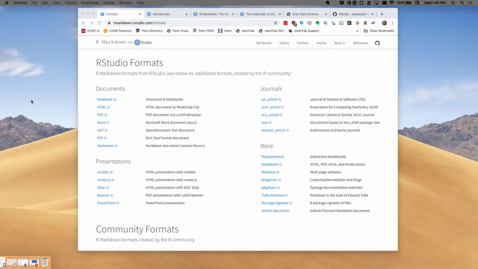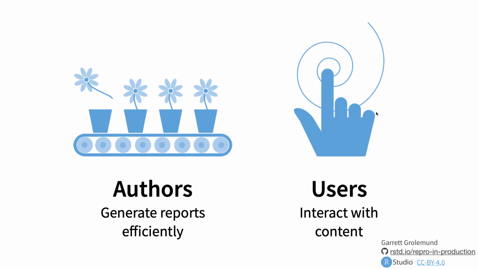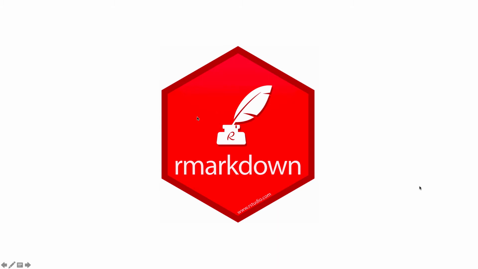So to recap, the two main benefits of computational documents are, for authors, you can generate reports more efficiently because you dramatically cut down on the time that it takes to do repetitive work. But there are also benefits for users because they can now interact with content in new ways and in real time. There are multiple ways to create computational documents, but for the remainder of the talk, I'll focus on just one, and that's called R Markdown. And the example document that I've shown to you is an R Markdown document.